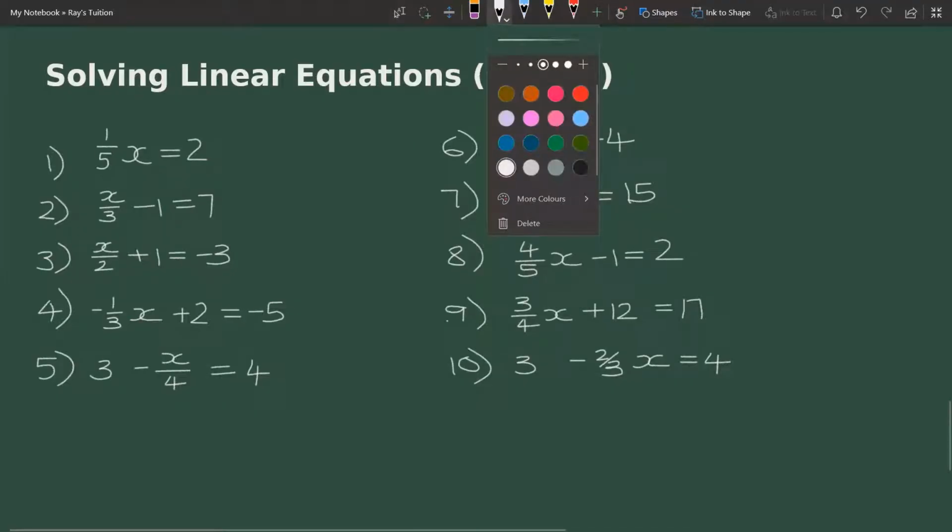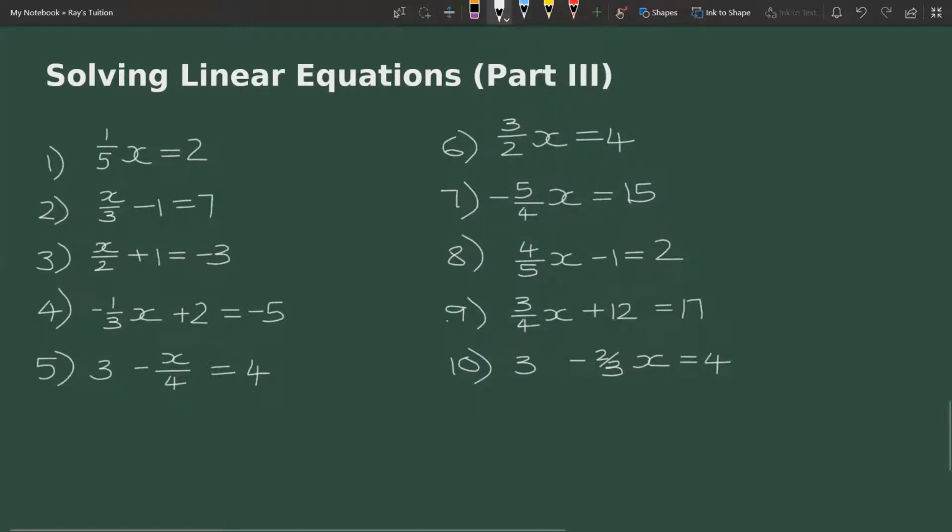Hi, and welcome to Solving Linear Equations Part 3. In this video, we look at solving equations where the coefficient is not 1 and in fact it's a fraction. So please pause the video now so that you can attempt the questions by yourself and then play it when you are ready to mark.